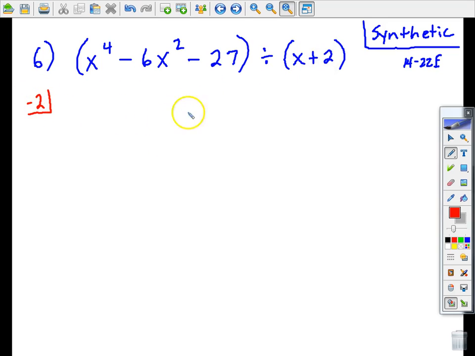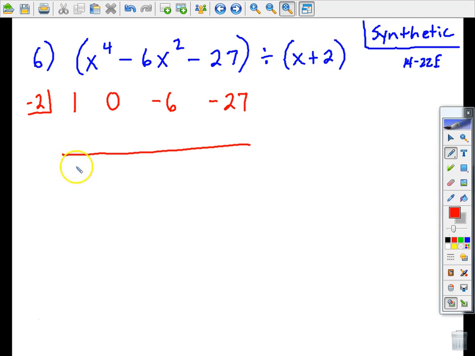To the right, I'm going to write the coefficients and the constant, but I notice that I went from exponent 4 to exponent 2. So the cubic term is missing. So in place of that cubic term, I'm going to put a 0. Then I'm going to follow that up with -6, -27, leave a space, draw the line, and synthetic division begins.